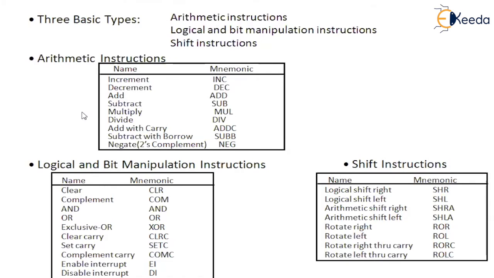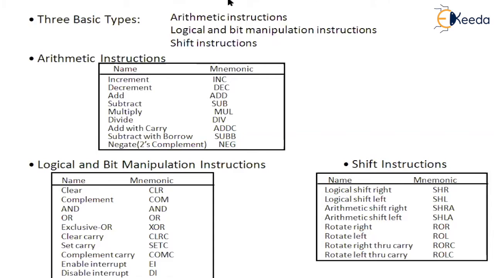Okay. Again, when it comes to the data manipulation instructions, these instructions get divided into three different categories. What is a data manipulation instruction? A data manipulation instruction is going to manipulate the data. As a result of the instruction execution, the contents of one register will get altered. So those instructions can be divided into three types.